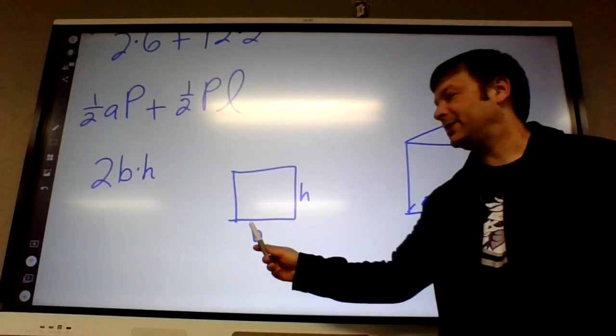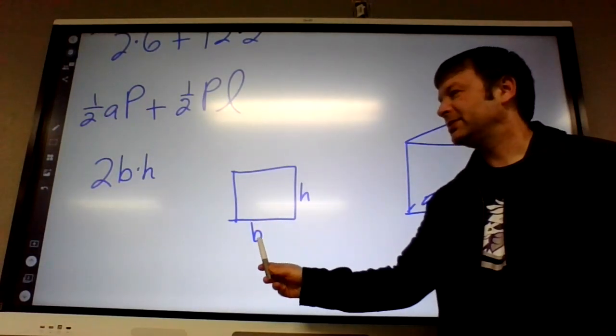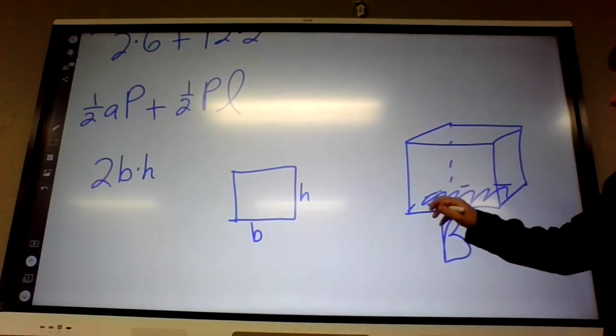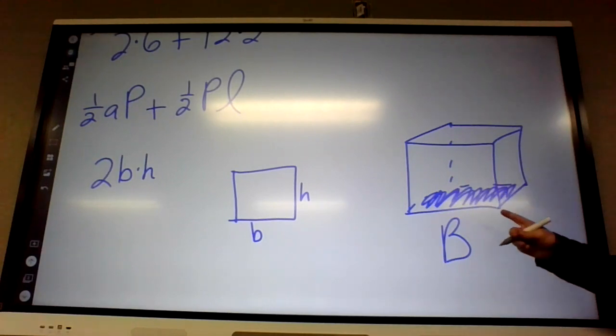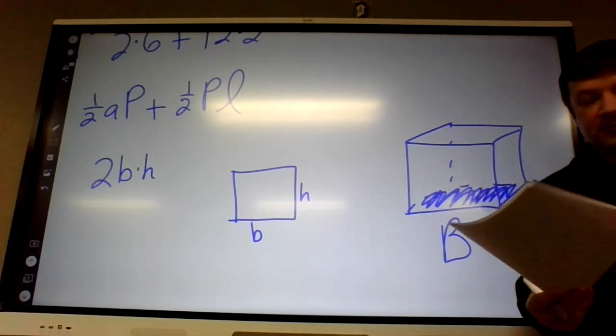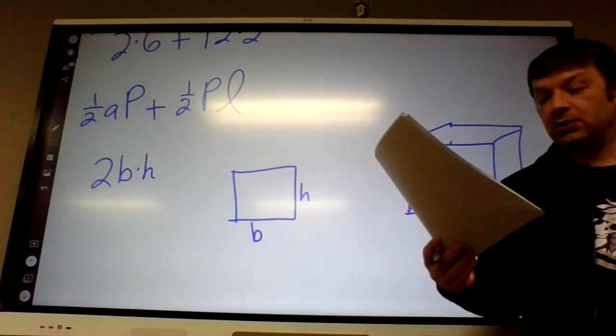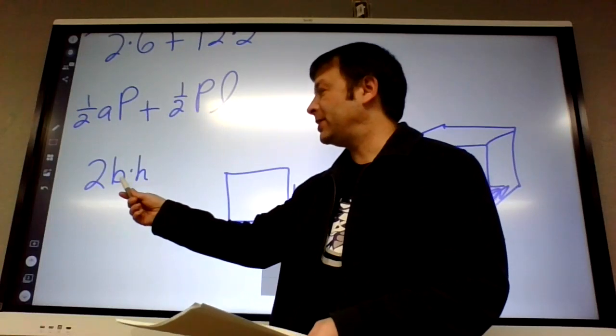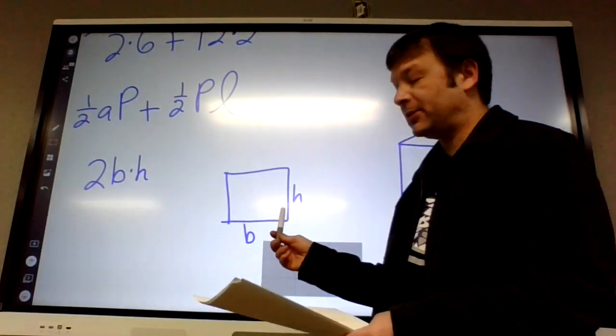But for the base of that rectangle, that's a little b. So this is a base, and this whole thing is a base. Just depends if you're talking about the rectangle or the prism. They should have come up with different words, but they didn't. Sorry, okay. So base times height here is referring to the base and height of the rectangle.